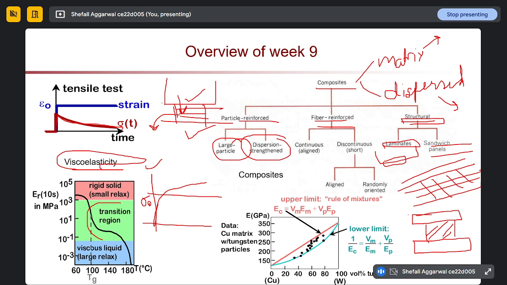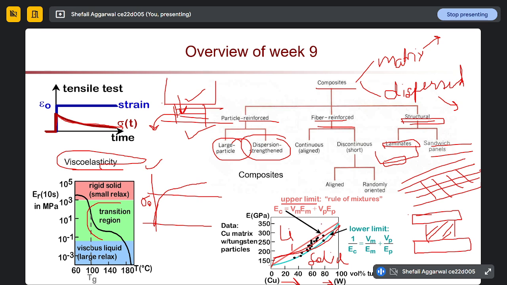Now how we are mixing: the rule of mixture. We talked about phase diagrams in the initial lectures, and that same phase diagram we are using in this case. When we have to calculate the upper limit, these are the two composites: we are adding copper in tungsten, with different percentages of copper. We have a phase diagram where this is the liquid phase, this is the solid phase, and this is the liquidus line, the solidus line. All these things we have talked about in initial lectures, right?